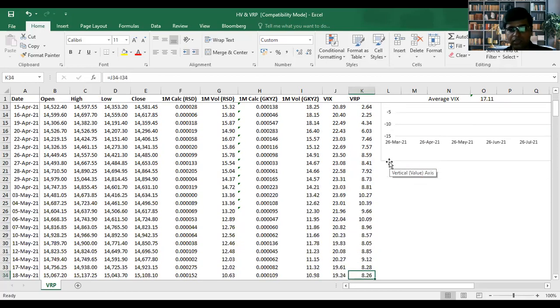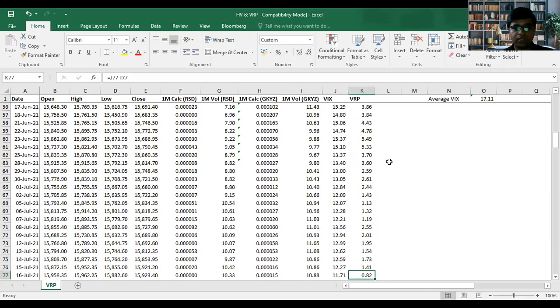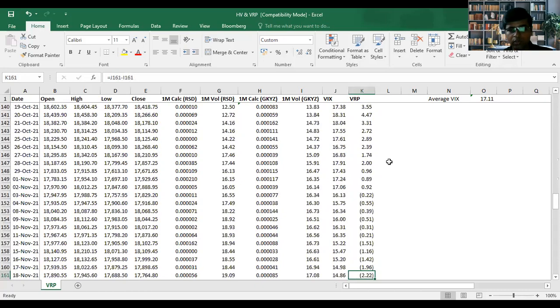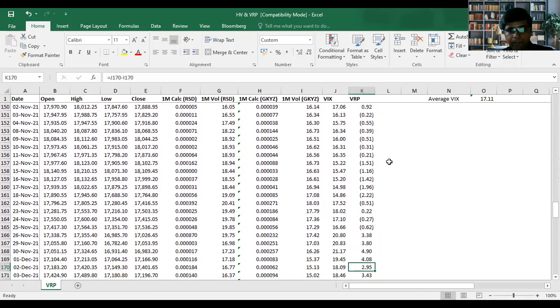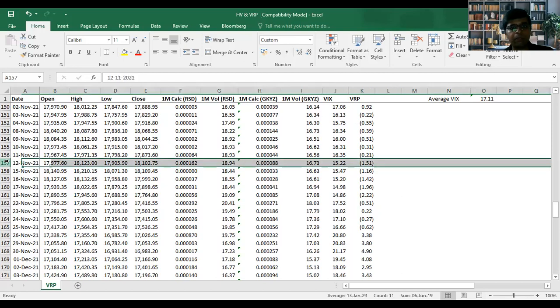Now we will go and see the data on the downside, and we will try to see whether the VRP went negative as well or not. Yeah, see, on 12th of November, the VRP went to 1.51 negative. Now, if we take this 1.51 as a percentage of the VIX, it comes to 9% negative. This 12th November gives you an indication that the current movement in the Nifty underlying instrument is not suitable for option selling. This scenario may be ideal for option buying.